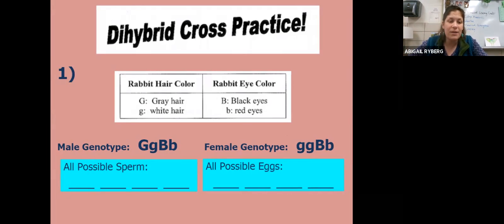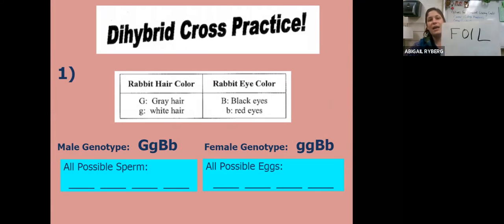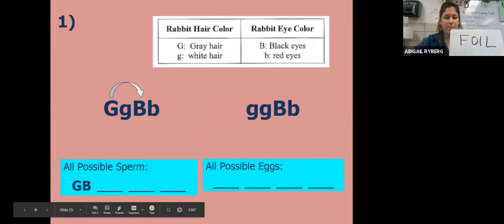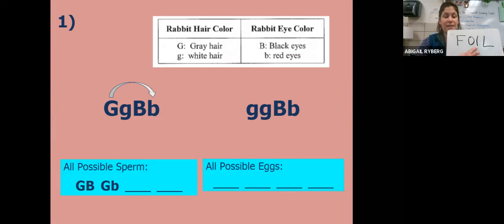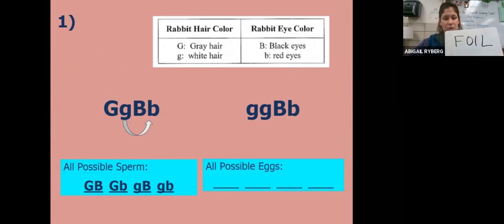And so our first job here is to figure out the possible sperm and egg. And remember, I'm going to use FOIL here. So with the male genotype, I'm going to do the first of both letters. So the first G and the first B. Big G, big B. The next one is the outer. So the outer 2, which is big G, little b. The I stands for the inner 2, which is little g, big B. And then finally the last. So the last of the G's and last of the B's, which should be little g, little b.